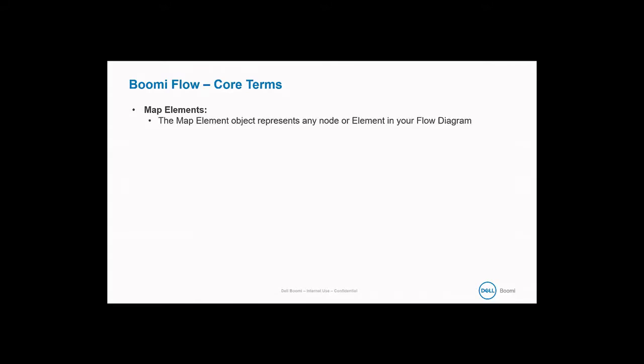The map element object represents any node or element in your flow diagram. Map elements are used to set out the actions and journey of your flow. Each map element performs an action. These actions may be to present the user with information, collect information, or perform logical actions such as inserting records into a database, executing business rules, or sending messages to a third-party application.